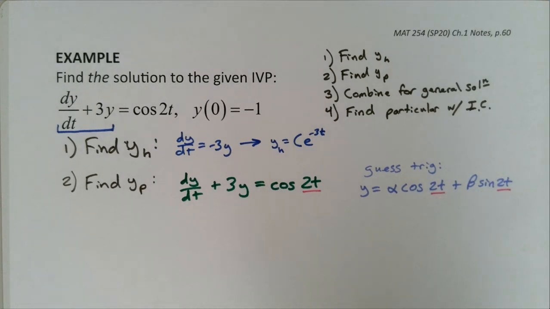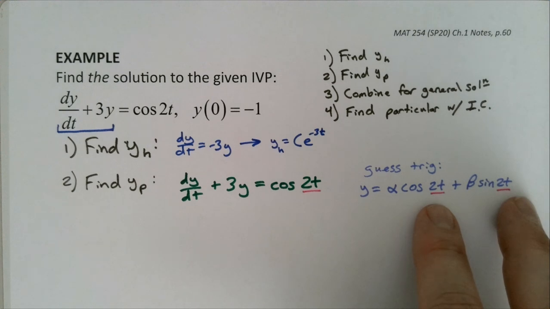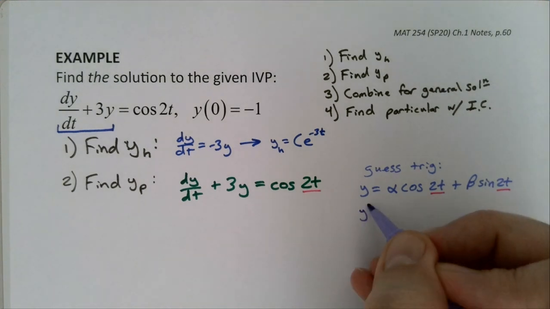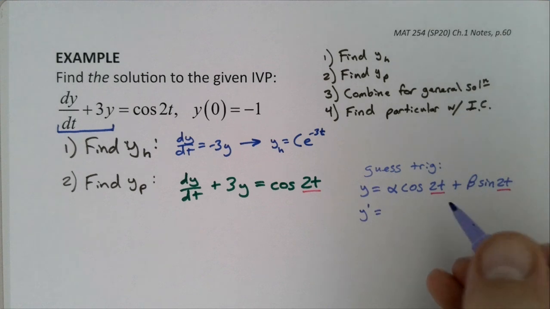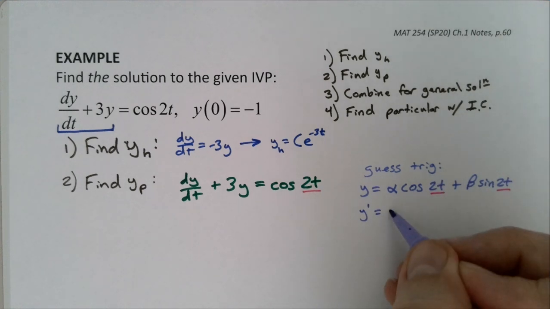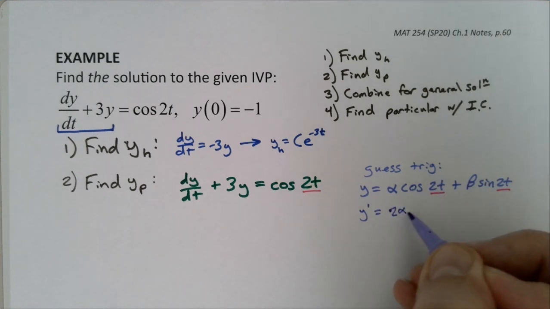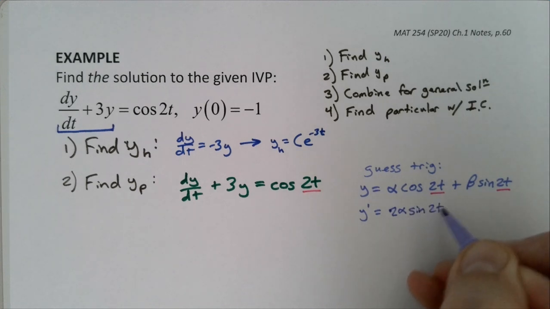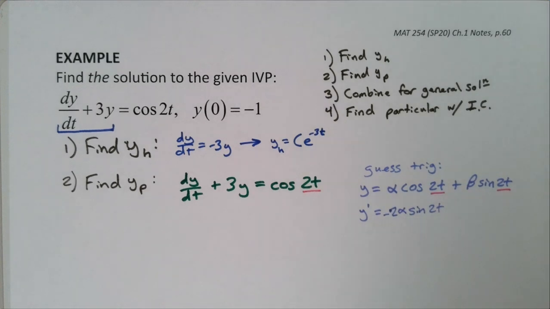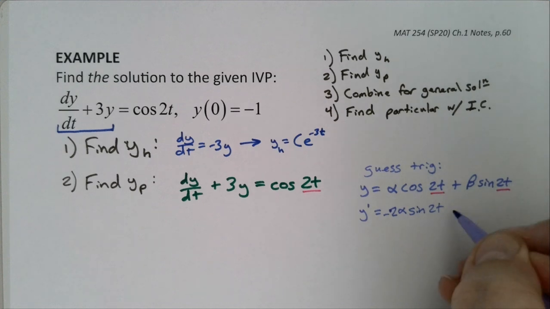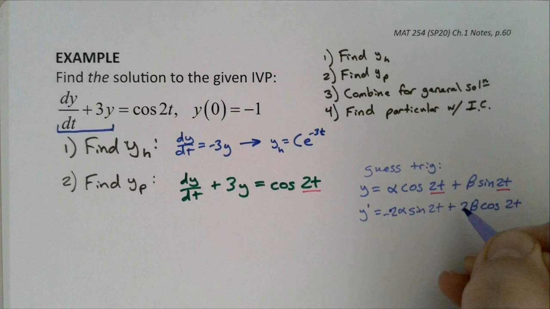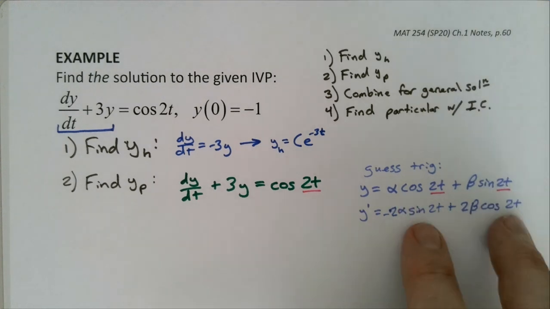So if this is my guess, then I can pretty quickly say that y prime, the derivative, is going to have the 2 come out front. So it'd be 2 times alpha times cosine of 2t becomes sine of 2t, but there's a negative in front of it. And when I take the derivative of sine of something, it becomes cosine, so the 2 comes out front, plus 2 beta cosine of 2t. So the derivative of this is this, with respect to t.